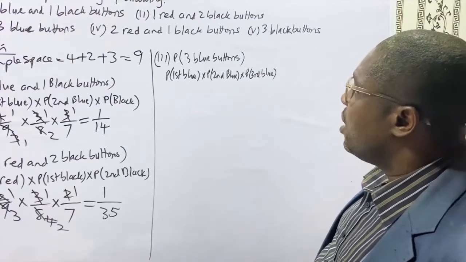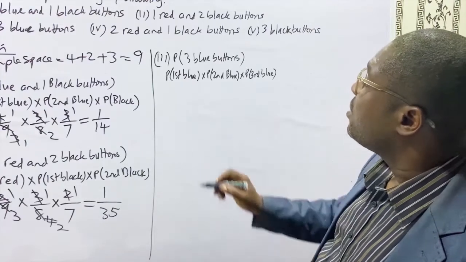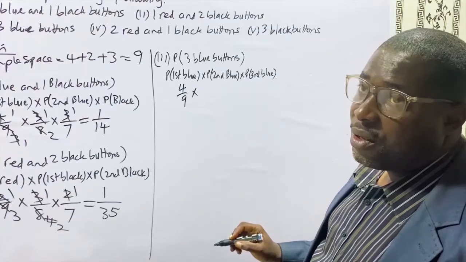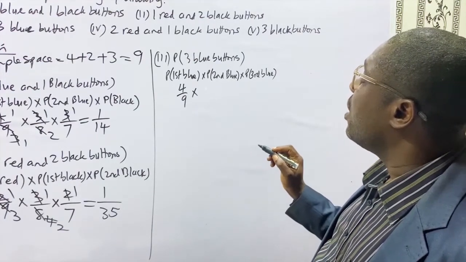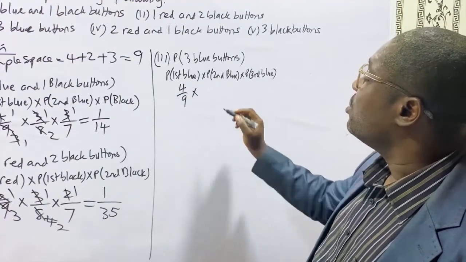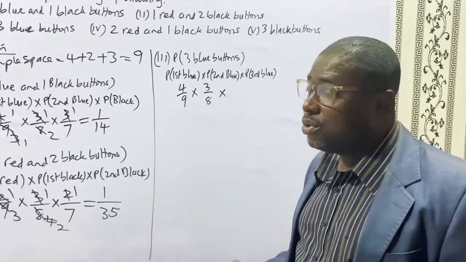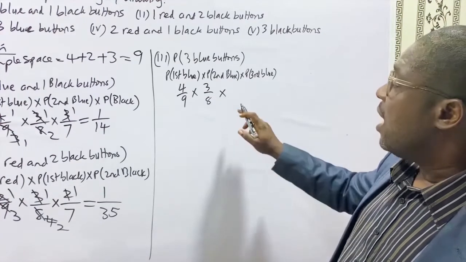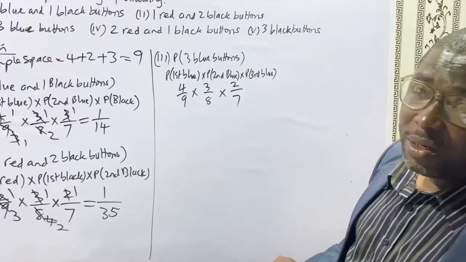So probability of first blue is what? How many blue buttons? We have 4. 4 all over 9, times the number of blue has reduced, and the total number that is still there has also reduced. So that will be 3 all over 8, times the third blue. Third blue, we're left with 2 buttons to pick out, and the total number has also reduced. So we have 2 all over 7.